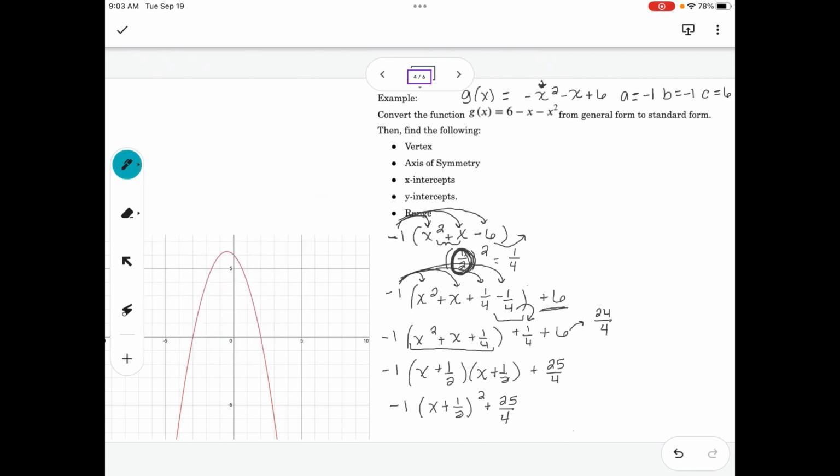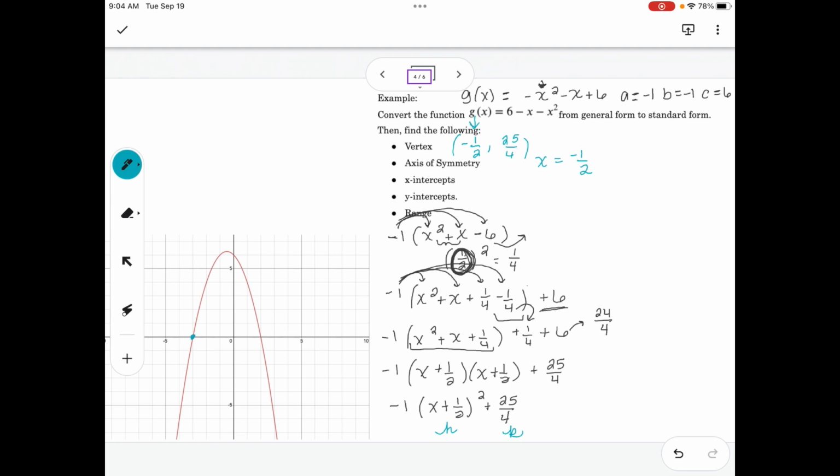We now have our h and we have our k value. This again gives us our vertex. So our vertex is -1/2, because it's the opposite of what we see when we're shifting left or right. When we're shifting left or right, the formula is x minus, so it has to be a negative in order to become a positive, and then 25/4. This also gives us our axis of symmetry because it's always going to be the x value of our vertex, so our axis of symmetry is x equals -1/2.